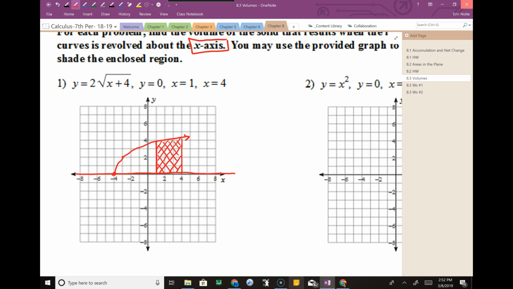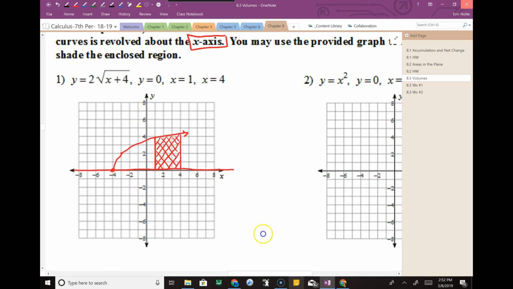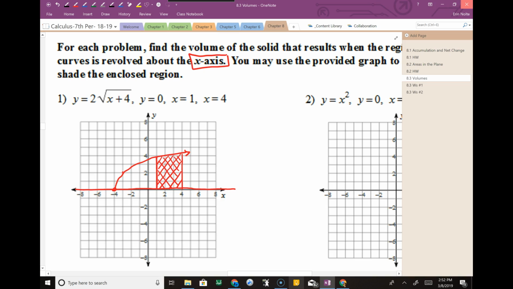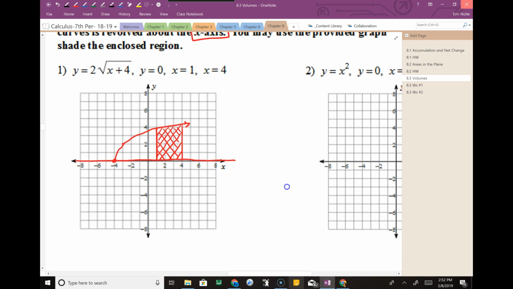Okay, so this is a disc, and the reason we know is because there is no space between the area and the line of revolution. Okay, so this is a disc. Wait, so the y-axis is the line? No, the x-axis is the line of revolution. Oh, I guess that makes sense. So we're going this way. If it was around the y, then it would be a washer.